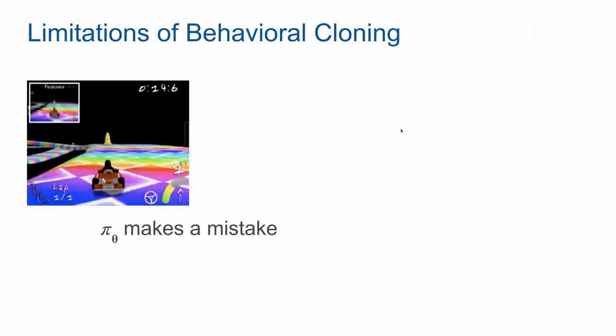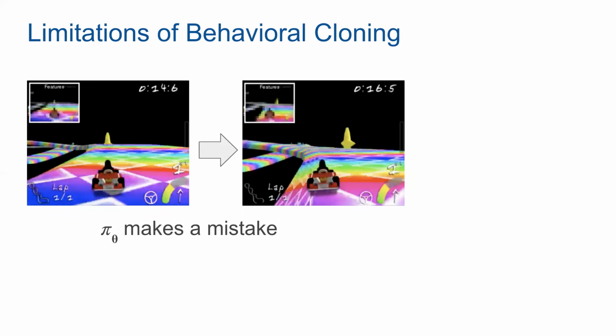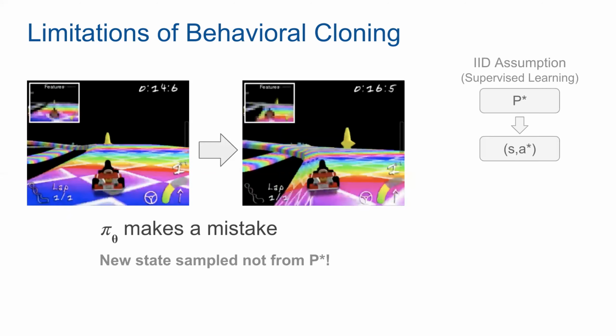So, limitations of behavior cloning. Suppose that our policy makes a mistake at a certain state, and it decides to veer the steering wheel left at this particular state, which is a bad idea. That is not what the expert did. The new state is not sampled by the expert. The expert has never seen this new state on the right, and so nothing in our training data of demonstrations contains this state.